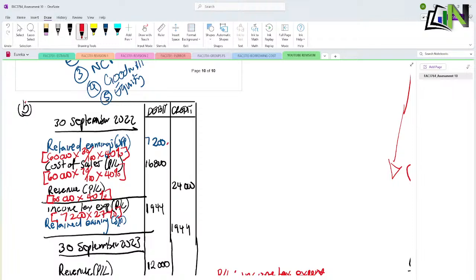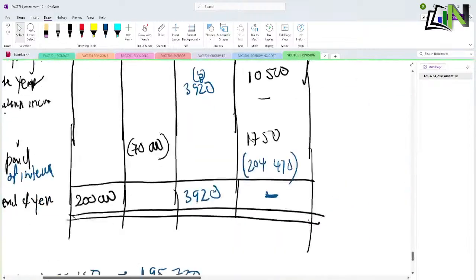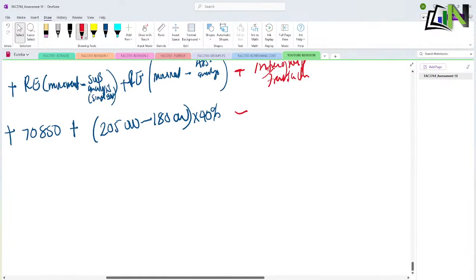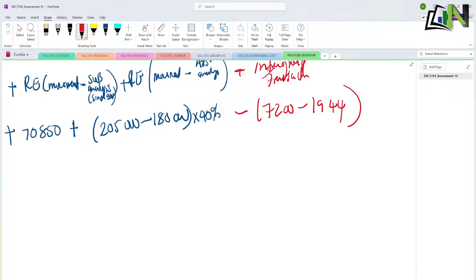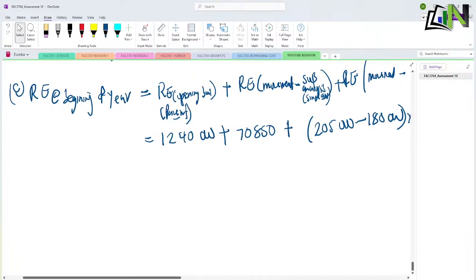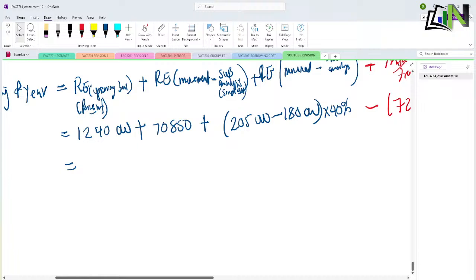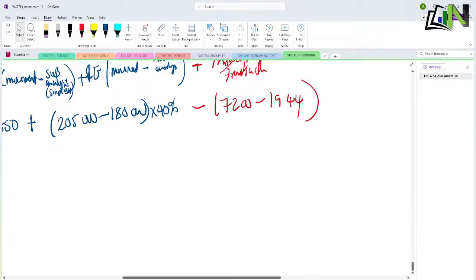So it's 7,200 minus 1,944. Okay, this is where we covered this when we did the journal. Right, so that's basically about it. This is everything we have included. Okay, so let's answer the question. I want to start with the brackets. 205,000 minus 180,000, this multiplied by 40%, plus 70,850, plus 1,240,000. Okay, then minus, open brackets, 7,200 minus 1,944, close bracket.